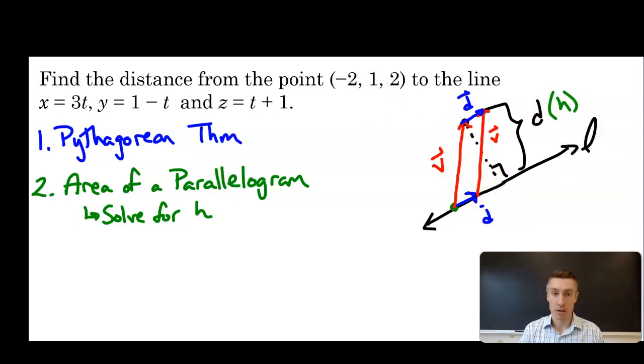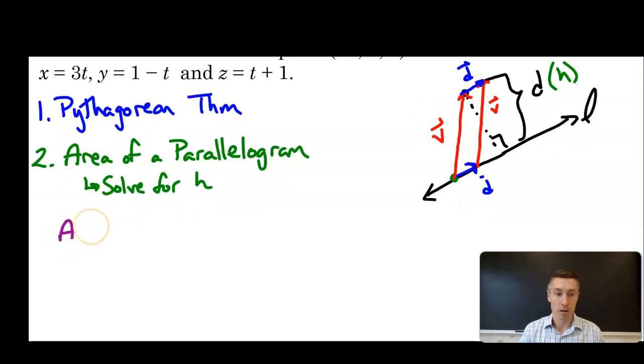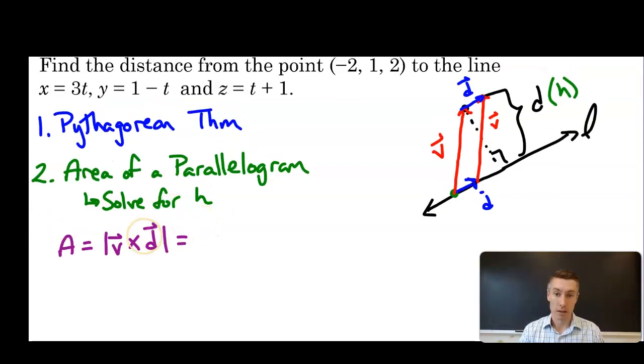So first thing we need to do is find the area of the parallelogram. If we remember, the area of the parallelogram is going to be the magnitude of v crossed with d. So that means we need to find vector v and vector d.